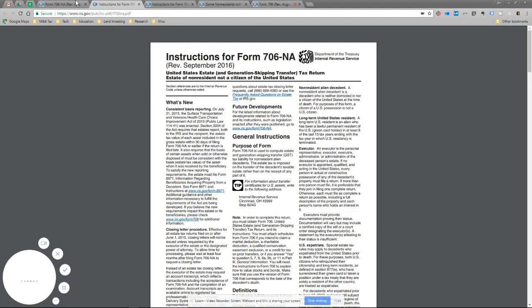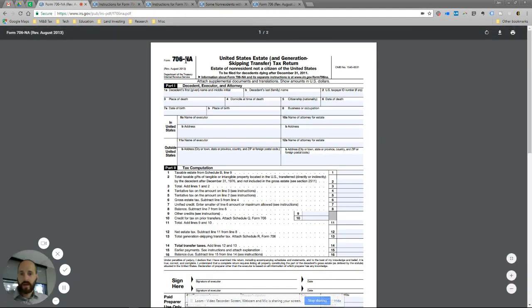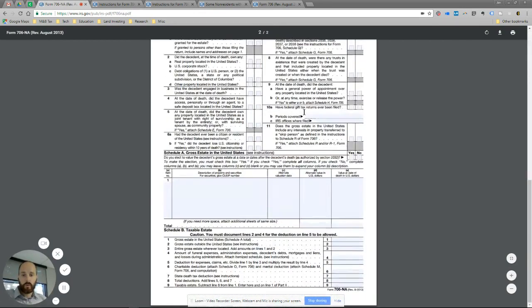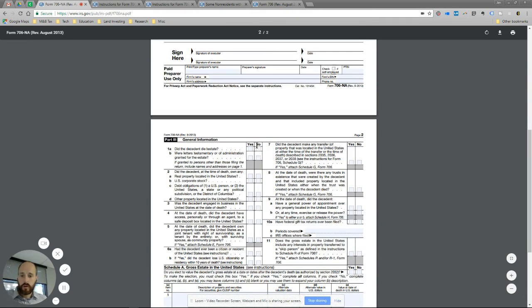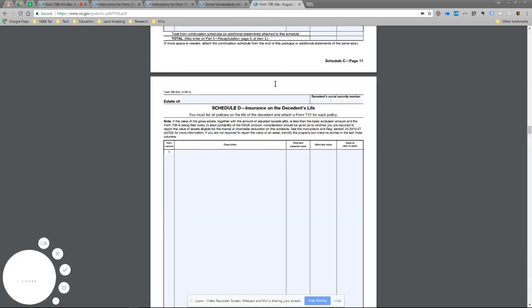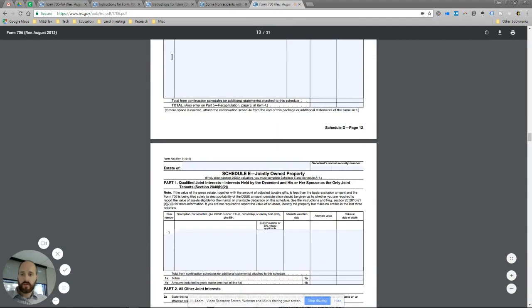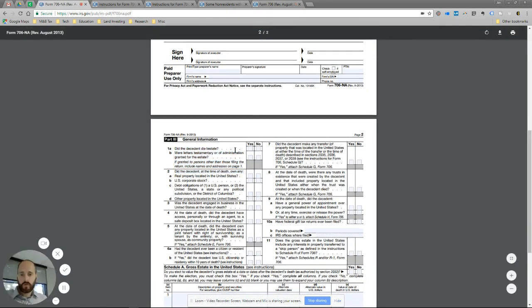What we're talking about now is the 706NA. So this is the United States estate tax return of non-resident, not a citizen of the U.S. And this is basically two forms, or two pages. So the 706NA is the form that gets filed, and any support, we'll get to it. Part 3, any support that's required from Part 3, you have to use the forms and the supporting forms from the Form 706. So you have to take the forms from this and put them behind this return.